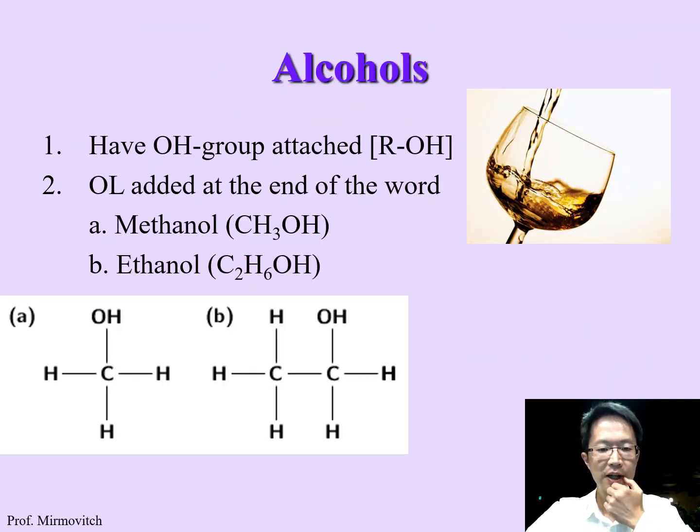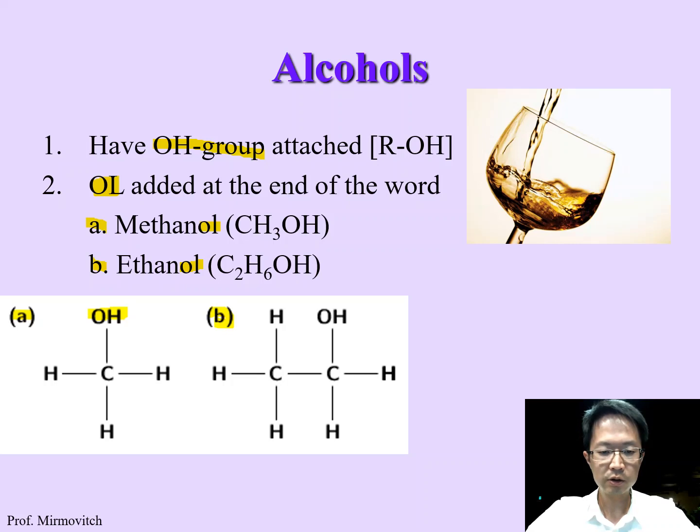Alcohol is characterized by the OH group, or we call it the hydroxyl group. Whenever we put OL at the end of the word, like methanol, ethanol, OL at the end, that means it will have a hydroxyl group, an OH group. So this one, A, is methanol. And then this is ethanol.